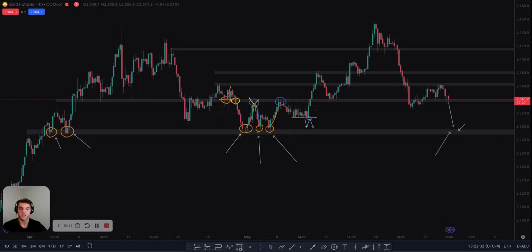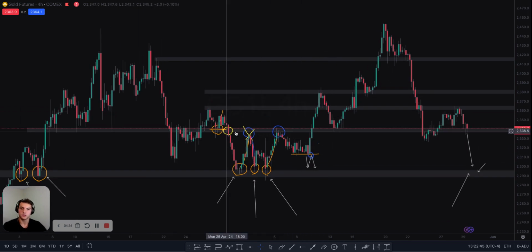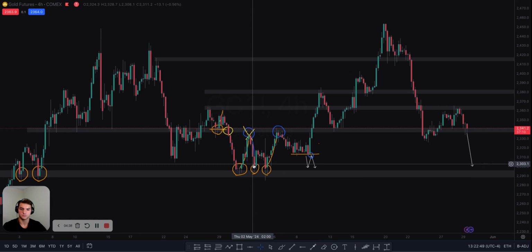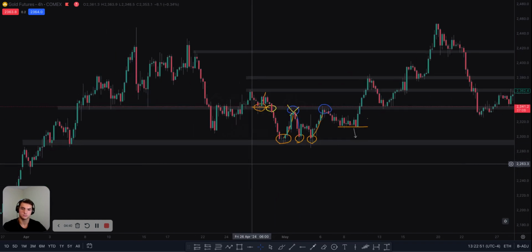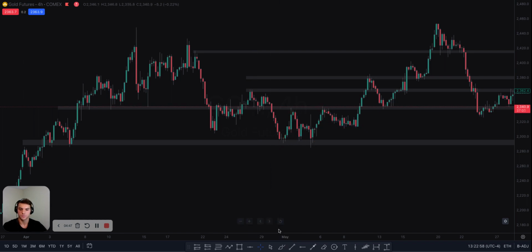Now, if price breaks below the support and starts coming down, I'll probably wait for the retest of the support to become a new resistance, and then go for sells. All right. So let's keep on going here and go over all of these levels, right? So I'm going to do all the support levels.